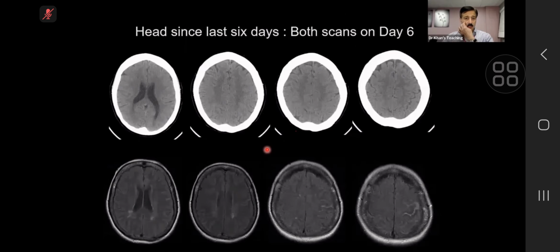Okay, this is a case in which the patient presented with subarachnoid hemorrhage 6 days ago. After 6 days, a CT was done, and this FLAIR sequence of MR was also done. What are your findings? How do you explain this? Over to candidate 6.